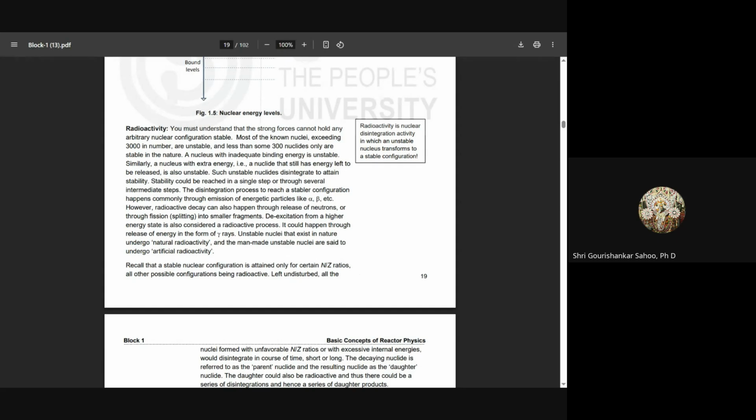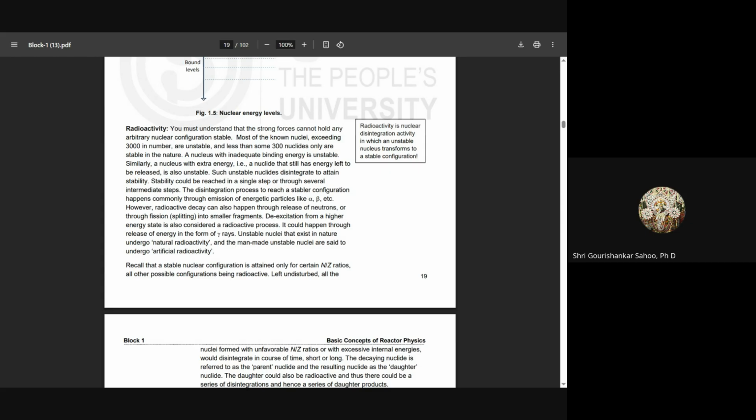Radioactivity is nothing but nuclear disintegration activity in which an unstable nucleus transforms to a stable configuration. The strong force cannot hold any arbitrary nuclear configuration stable. Most of the known nuclei, exceeding 3,000 in number, are unstable, and fewer than some 300 nuclei are stable in nature, and these include the isotopes. A nucleus with inadequate binding energy is unstable. A nucleus with extra energy, that is a nuclide that still has energy left to be released, is also unstable.